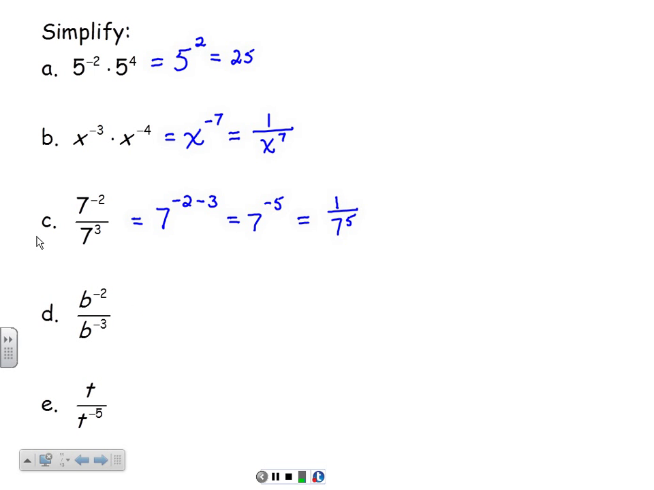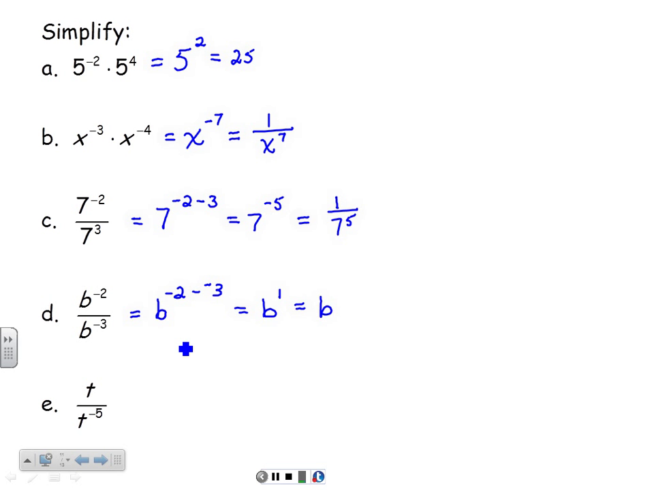Letter D, same concept. We're dividing powers with like bases, so we keep the same base and we subtract top minus bottom. And so this time we're going to have b to the, remember if you have double negatives, this goes to plus, so you have negative 2 plus 3, which is going to be 1. And then remember, anything to the first power is itself.